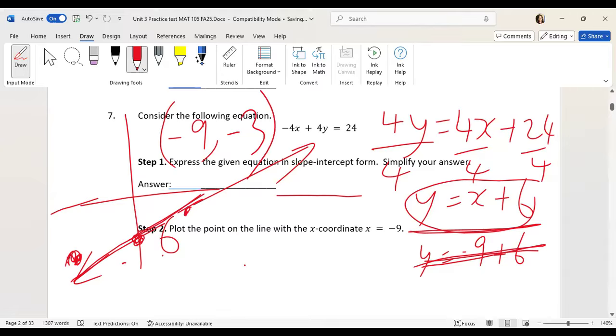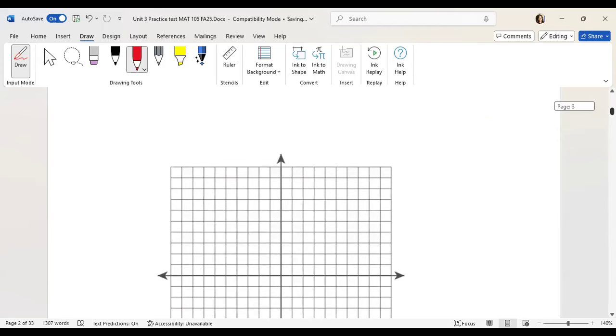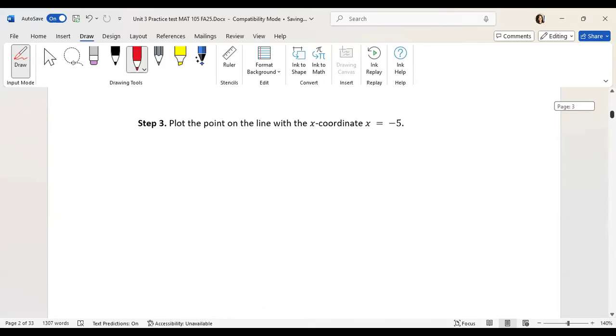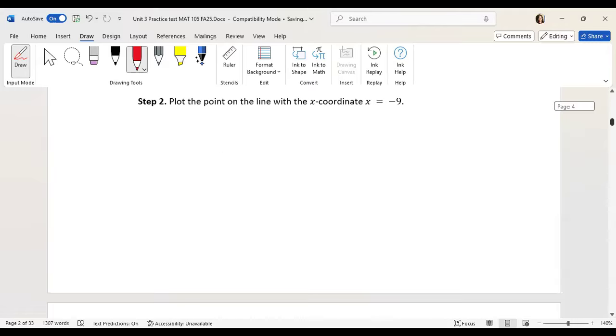There's no need downloading a calculator right now. But anyway, you kind of know what I'm saying actually. Okay. And then you can plot the point as given. And then there's another point they told you to plot.